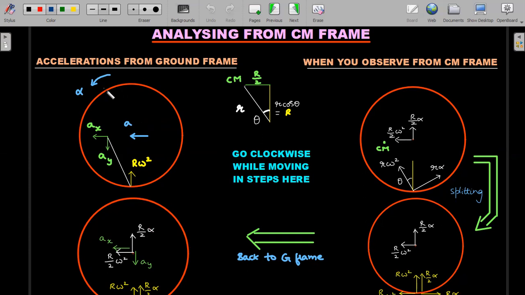Okay, on the left side, the two circles I have drawn and the information written in them are done from the ground frame. And on the right side, the information is done from the center of mass frame. So let's go one by one. So accelerations of different important points on that ring with respect to the ground frame will seem like this.